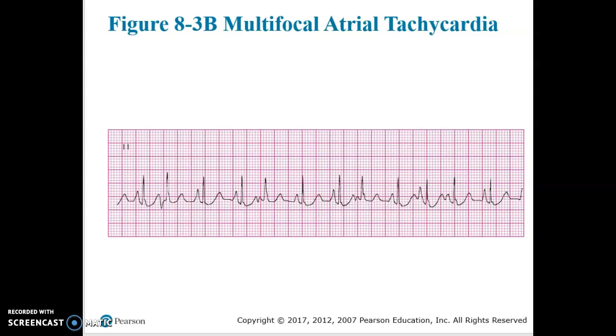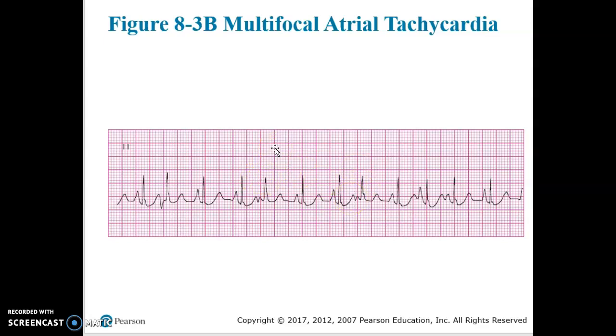We do have P waves that vary in shape. The PP interval varies. The PR interval varies. The QRS interval here is 0.06, which is normal. So we know, because we have those P waves that vary in shape, that they don't look the same, that's not a sinus rhythm. So this fits the criteria of multifocal atrial tachycardia.